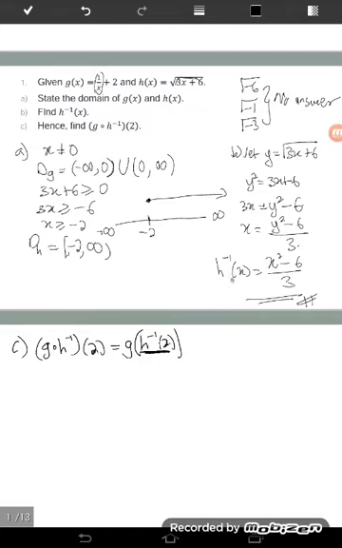We have here h inverse x. So h inverse 2 is equal to 2 to the power of 2 minus 6 divided by 3, which is 4 minus 6 divided by 3, equal to negative 2 over 3. And then substitute here, so g of h inverse 2 is g of negative 2 over 3.